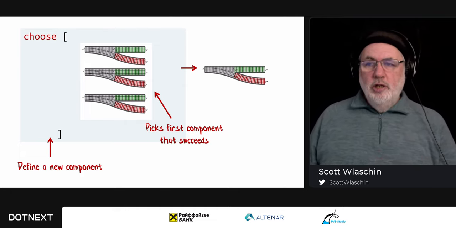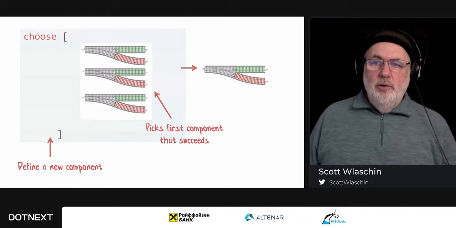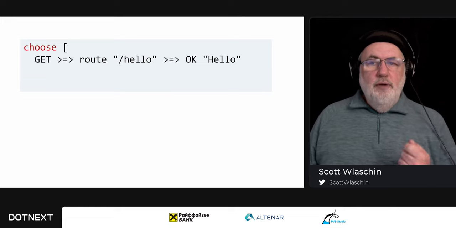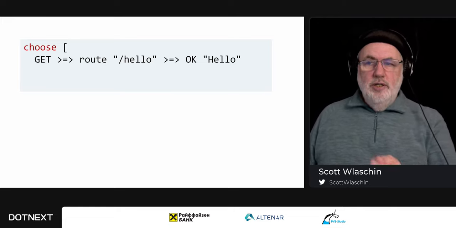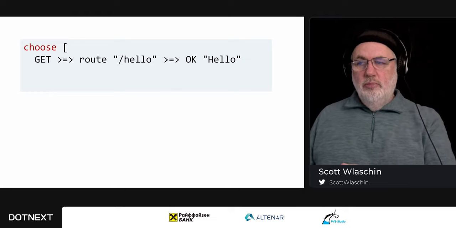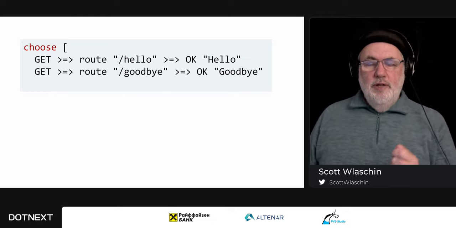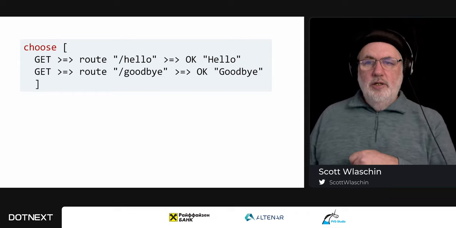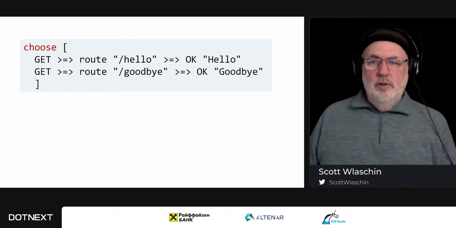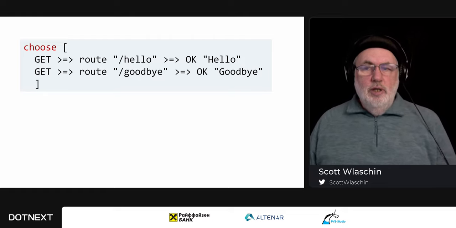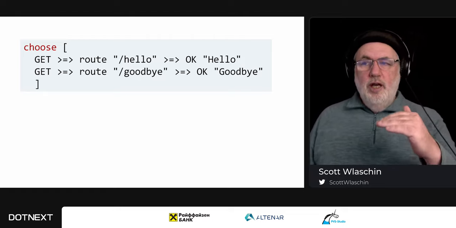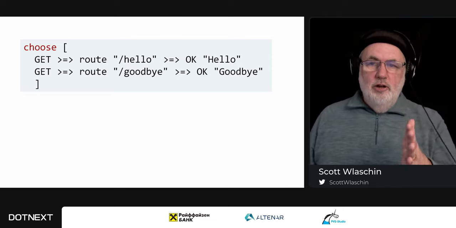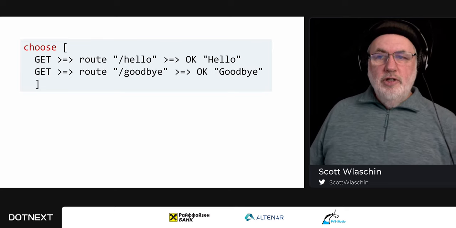Okay, so we got a bunch of components. Now, how do we build a real web app? Let me show you what it might look like. So I'm going to put a choose, and I'm going to say, if it's a get, and if the route is this, then output hello with a 200. And if it's a get and the route is this, then output goodbye. And if it's neither of these, fail. So there's a very simple web app written as a pipeline within another pipeline, right? Each of these is a horizontal pipeline, and I've got my vertical pipeline. So that's a very simple web app.